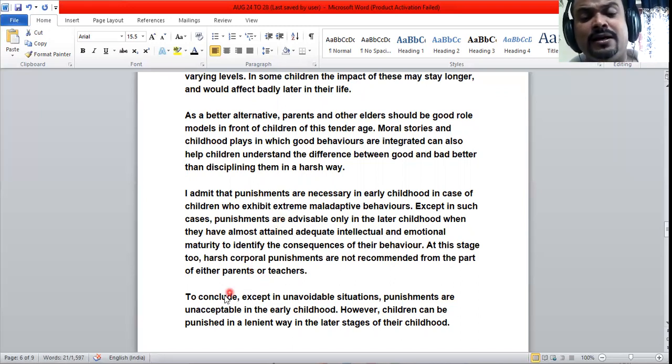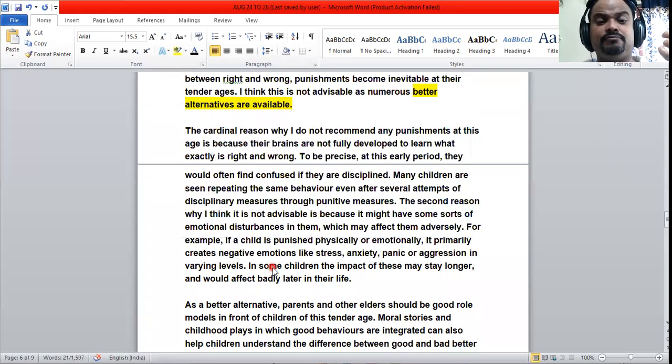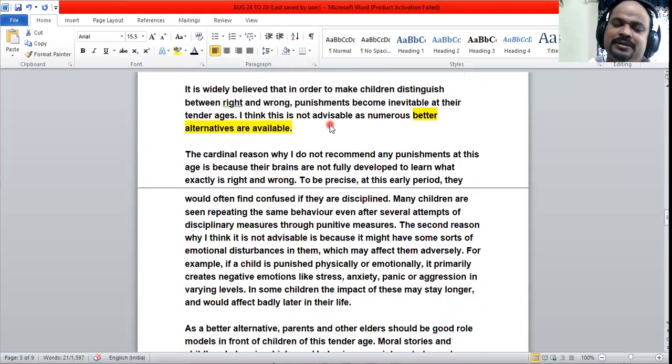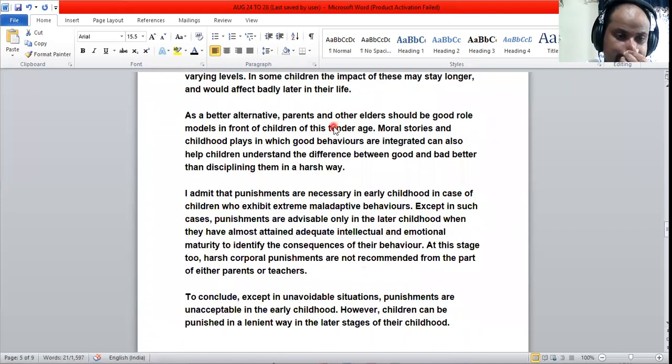So I have answered that parents and teachers are not recommended to give corporal punishments. The question is what they can give. I told what they should not give. It means they have to go ahead with lenient punishments.